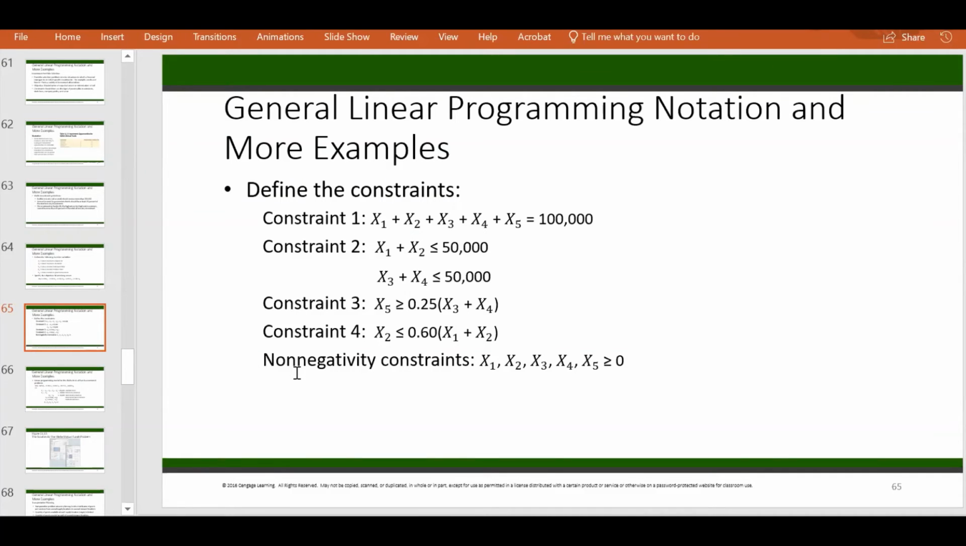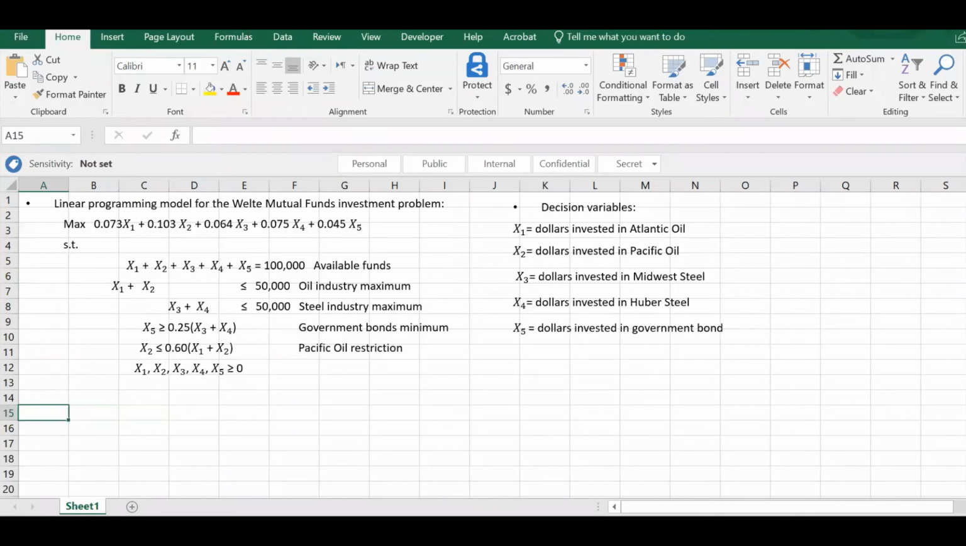And that's it. That's the whole list of constraints that we have. And on top of those, we have a non-negativity constraint for all these investment options. All right. Now, having this formulation, let's go ahead and solve it in Excel. So we have five decision variables, the objective function, and a set of constraints. So let's go ahead and solve it in Excel.